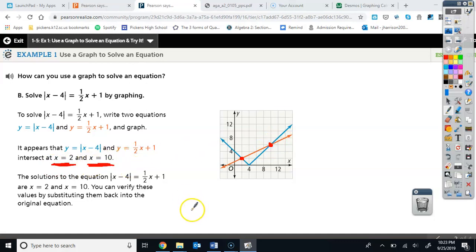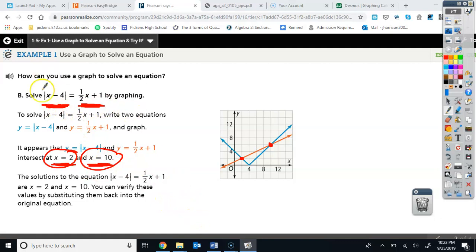Why does it have two solutions? Think about it. This graph makes this V shape, so a line cuts across it and hits it twice. That means there's two locations where this absolute value would be the same as this linear equation. So when we are solving by graphing, what we're doing is we're looking for those intersection points. We're looking for what x value makes each one the same.